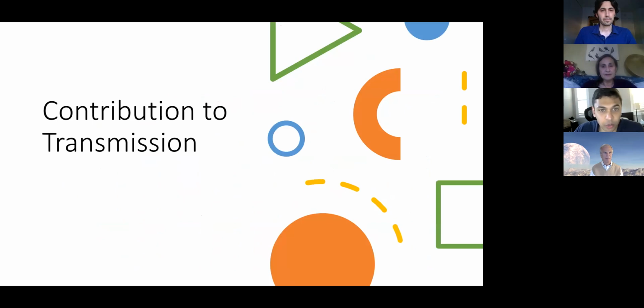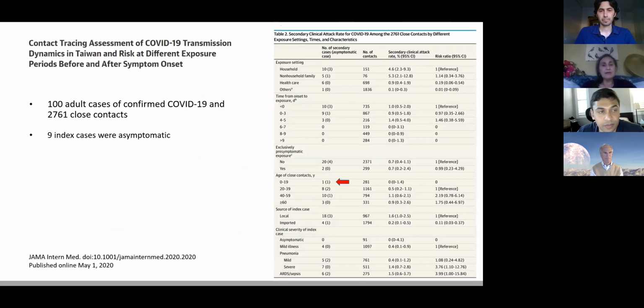Not only that, when children do get infected, they seem to transmit it less often as well. In order to understand transmission, we look at these studies called contact investigations. This is a very well done contact investigation study done in Taiwan by scientists there.